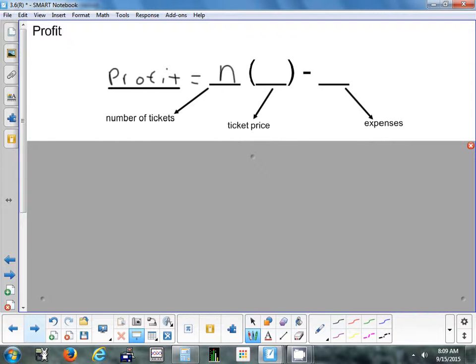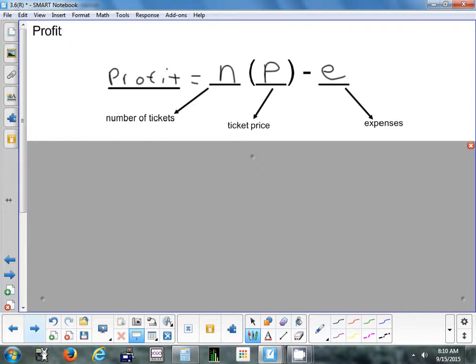And then we have the ticket price. What letter could we use for that? P. Yeah, you could use P for price or T for ticket price. Which one do you guys want to use? Doesn't matter. P? Okay, use P for price. It's easy to remember that way. And then how about expenses? E. Yeah, that makes sense. Okay, so there's your formula for profit.